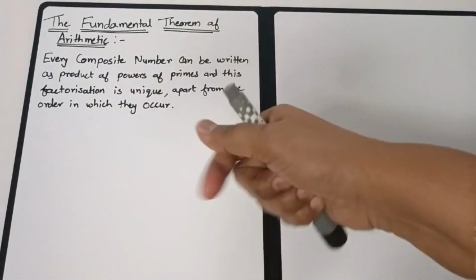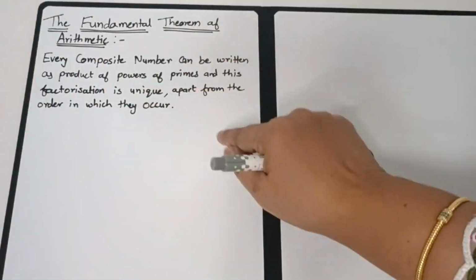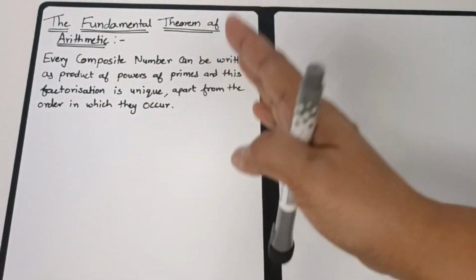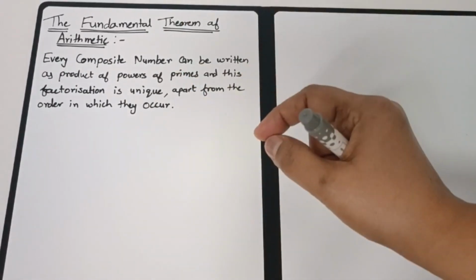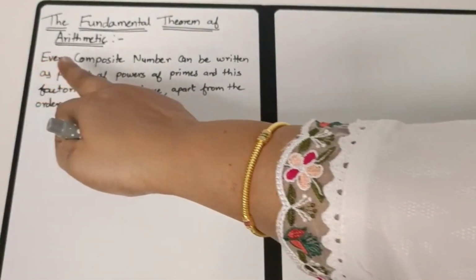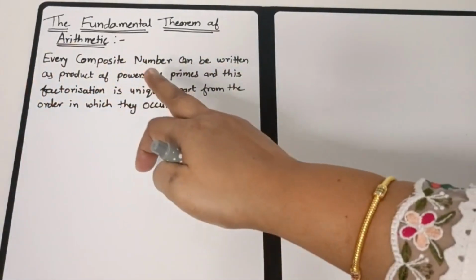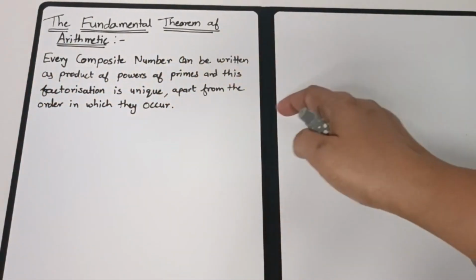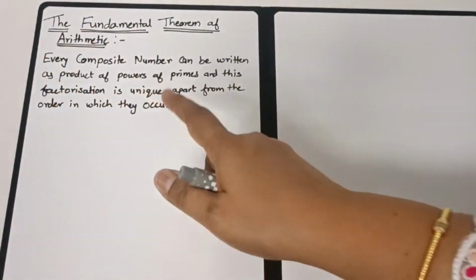Let us start the next topic, that is the fundamental theorem of arithmetic. We'll read this theorem first, and then we'll bifurcate the statement of this theorem one by one and understand it. Every composite number can be written as a product of powers of primes, and this factorization is unique apart from the order in which they occur.